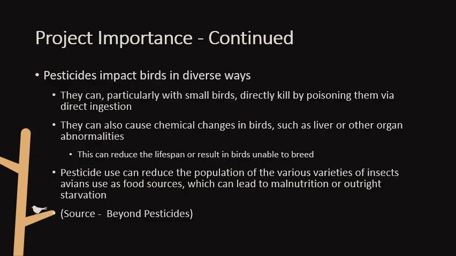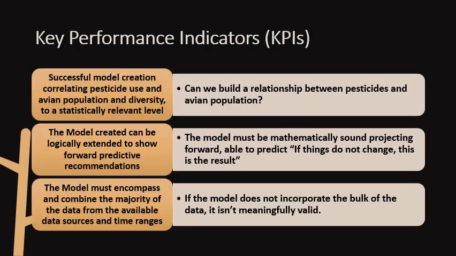There are a lot of ways that pesticides can impact birds. It can directly kill the birds: they eat it and die. It can also cause chemical changes in birds. Perhaps the bird lives, but it's unable to reproduce effectively, or it may not live as long. Or finally, pesticides, by design, kill the pests, and the birds eat the pests. If the food's not available, you're going to have a malnutrition problem or outright starvation for the birds. So having an understanding of the impacts of these questions is ultimately very important for ecological health.